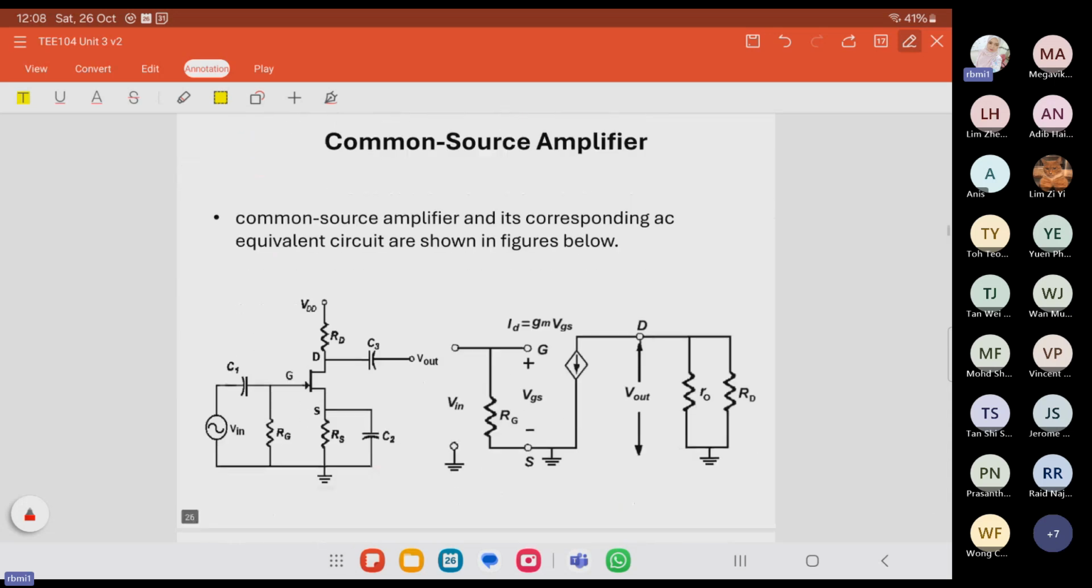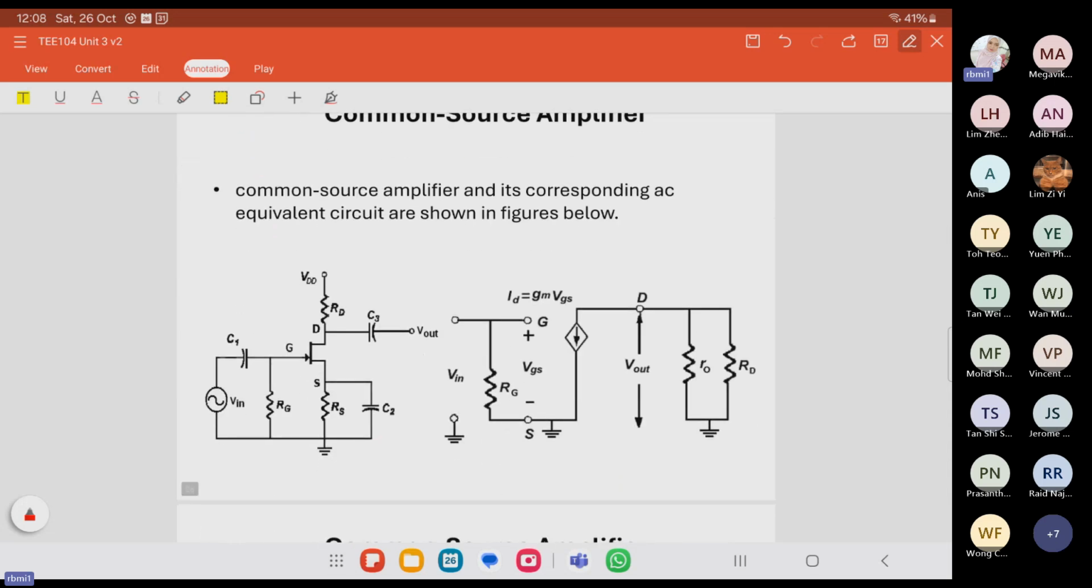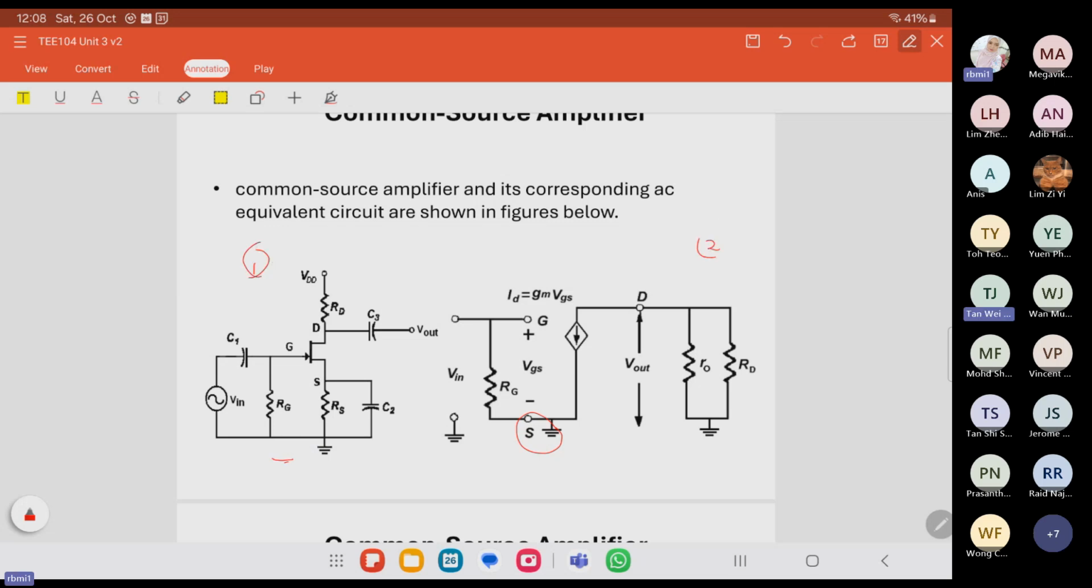Now let's see the common source. Or common drain amplifier, sorry, common source is actually for, sorry, this one. Common source amplifier because the source is connected to the ground. Okay, and this is the common source JFET circuit 1. Circuit 2 is the AC equivalent for common source.